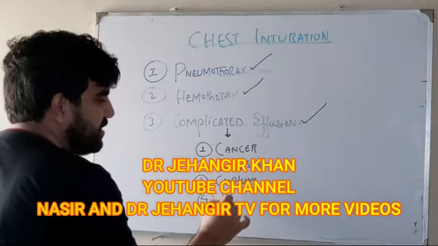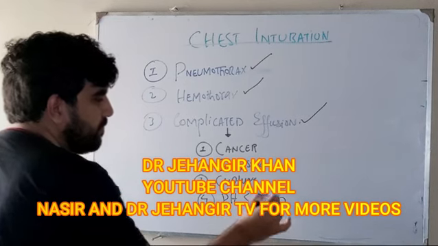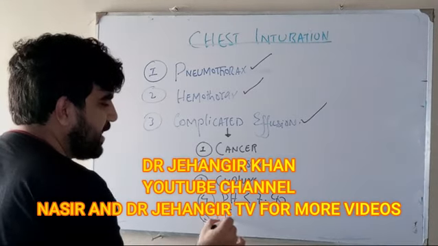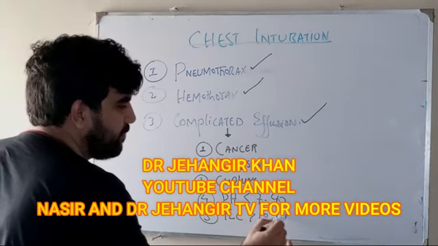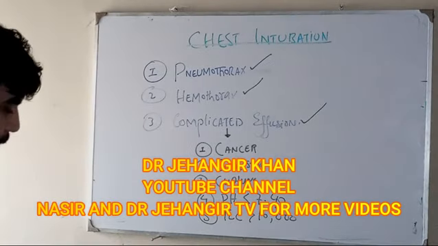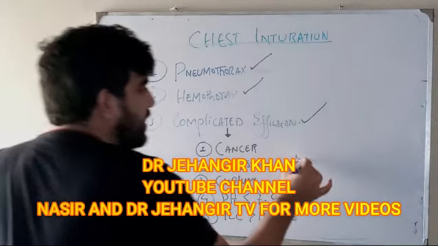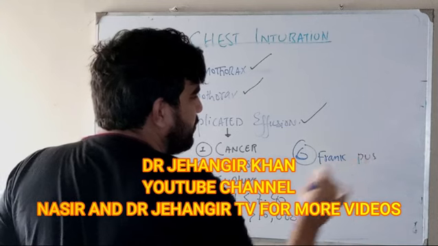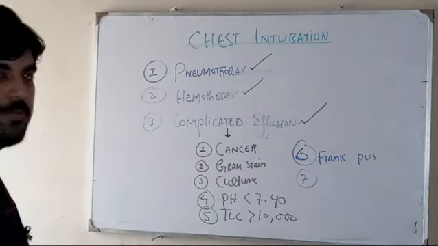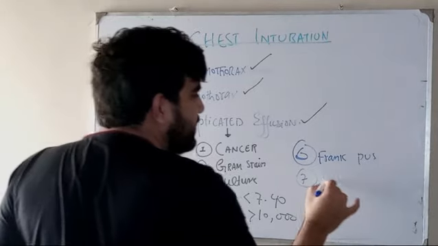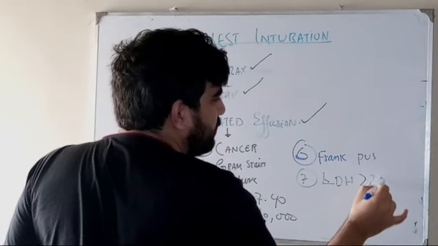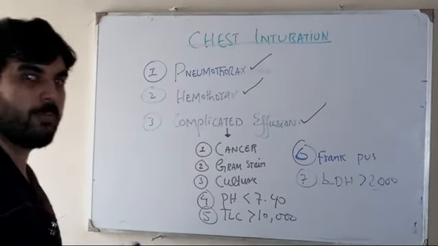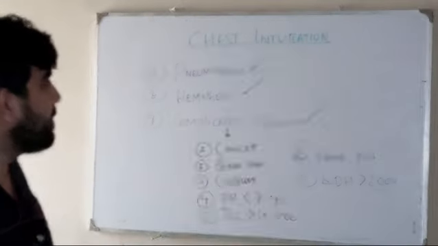If the pH is less than 7.40, this is an indication for chest intubation. If the TLC count is more than 10,000, this is a direct indication for chest intubation. If there is frank pus, this is an indication for chest intubation. If the LDH level in the pleural fluid is more than 2000, this is one of the indications for chest intubation.